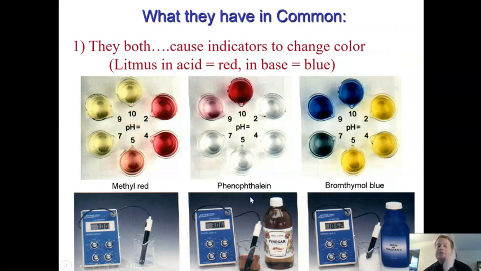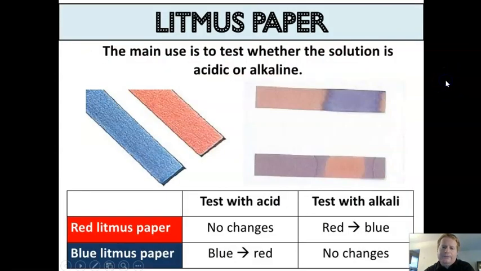Okay, so as far as what they have in common, they both cause indicators to change color. The colors will be different, but they both cause the change in color. Litmus paper will turn red for acid, and if it's blue, it'll turn red. If it's red, it'll stay red.